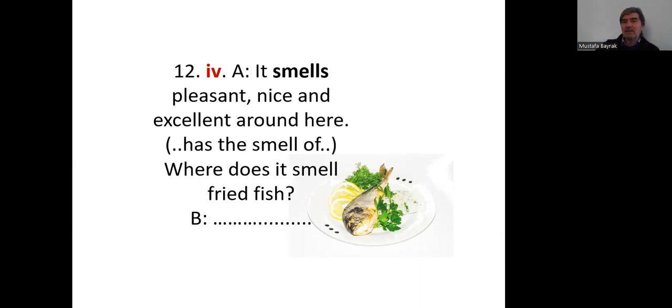Where does it smell fried fish? Let's start immediately. It smells fried. Where does it smell? Fried fish. At a restaurant. Yes, at a restaurant, it smells fried fish.